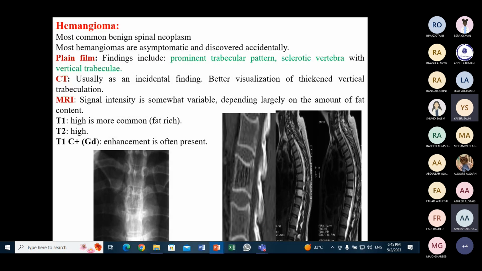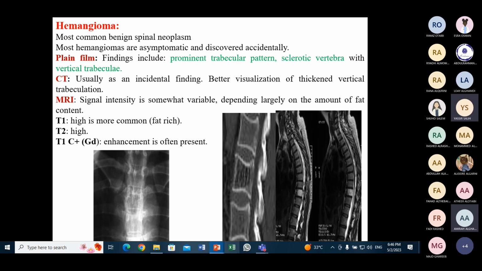Hemangioma we talked about a little while ago. We had an image of a dense vertebral body, and one of the differential diagnoses of a dense vertebral body is hemangioma. Hemangioma is the most common benign spinal neoplasm, can be asymptomatic, usually discovered incidentally on plain film as we explained. It is characterized by a sclerotic vertebra with prominent vertical trabeculation, as we explained, with normal size.